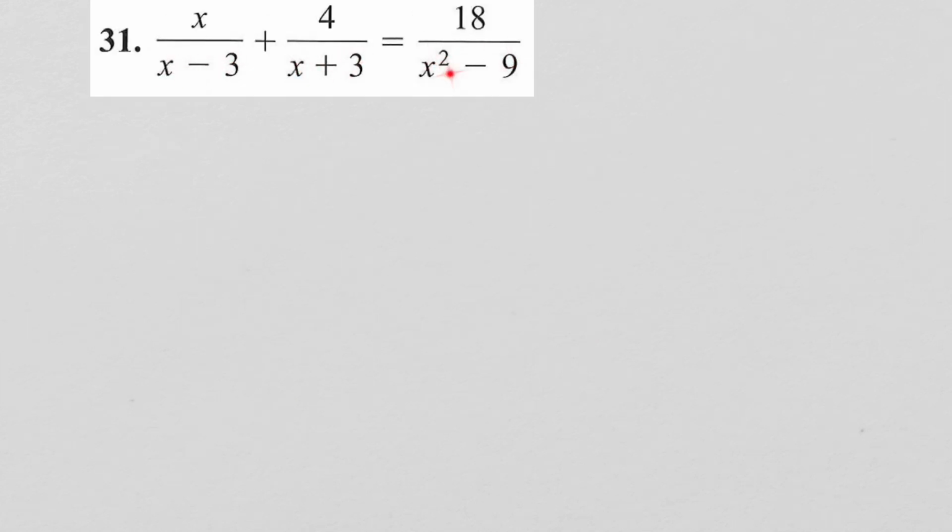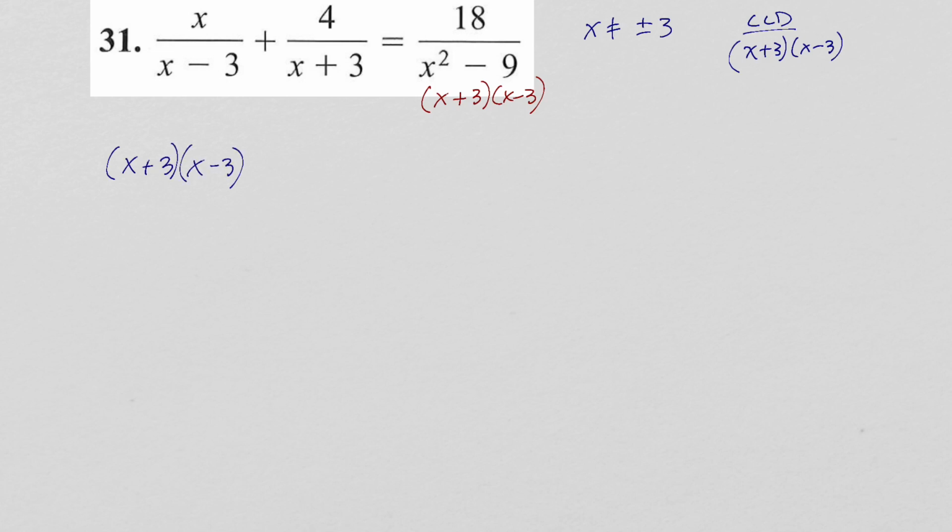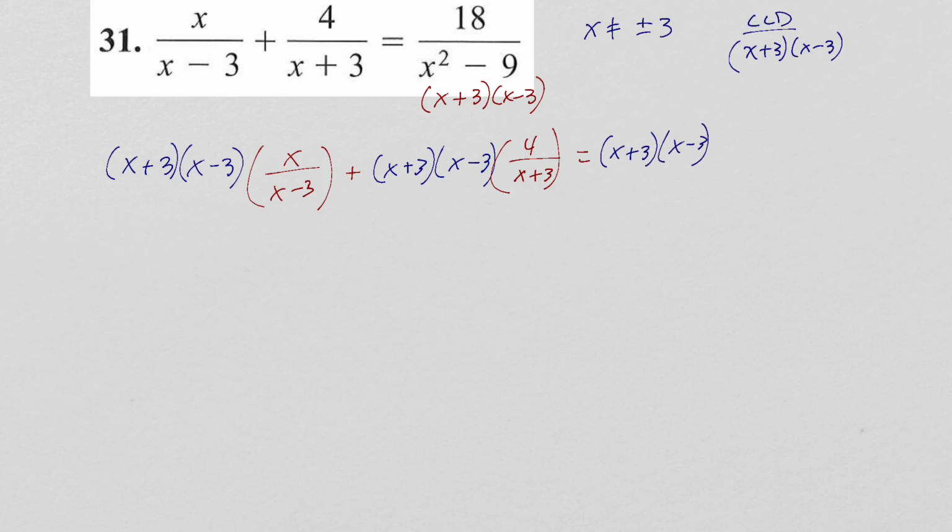Okay, this is factored, but this is not. So I'm going to factor that. So I can see that my LCD is x plus 3 times x minus 3. And that my restricted values are x cannot be equal to plus or minus 3. So I'm going to take my LCD and I'm going to multiply by the first fraction, and I'll take the LCD and I'm going to multiply by the second fraction, and I'll take the LCD and I'll multiply by the third fraction.